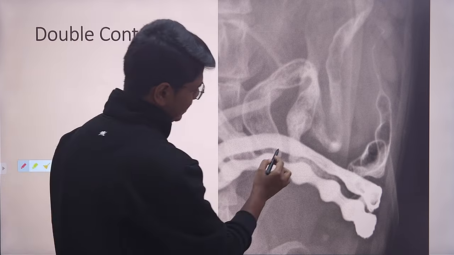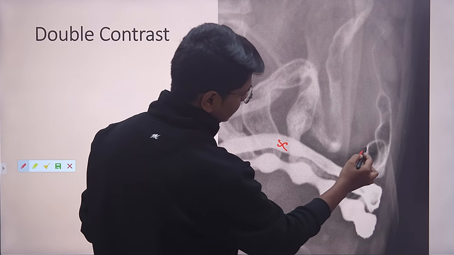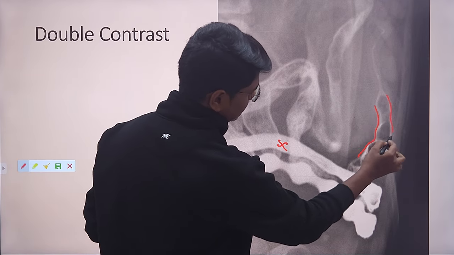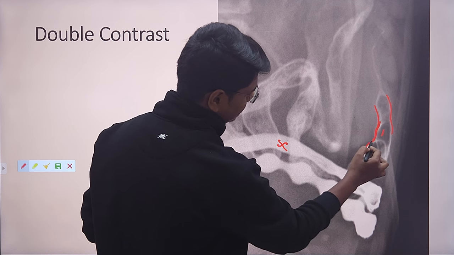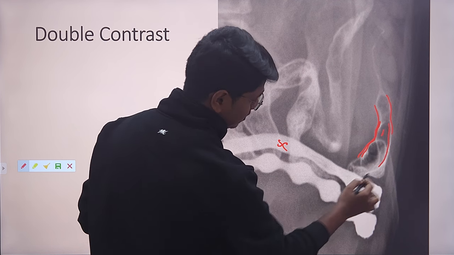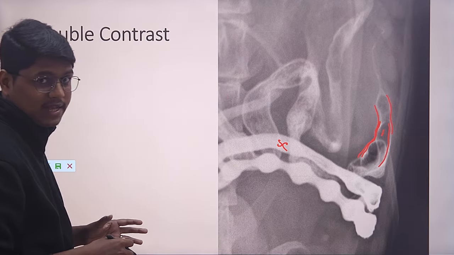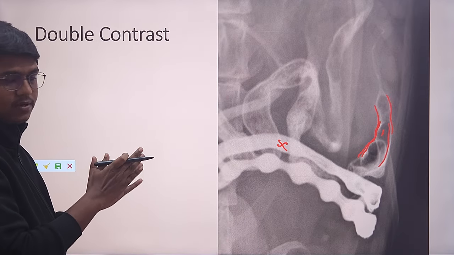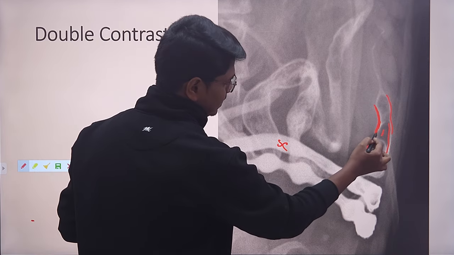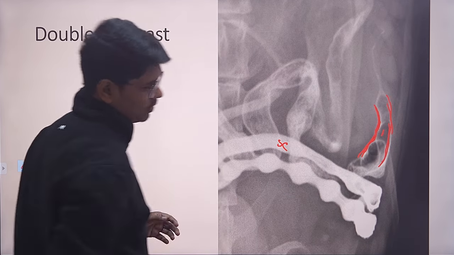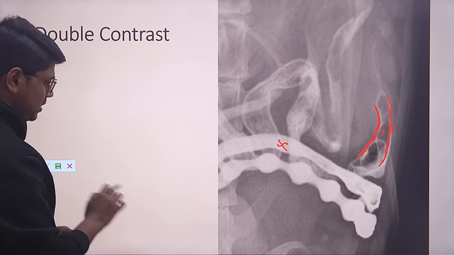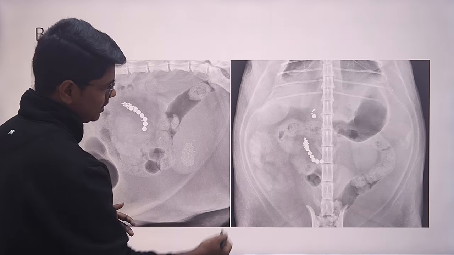And sometimes the inherent gas will distribute among the barium, providing the double contrast. Okay, so here it is single contrast, but look at this portion, this is double contrast: the air inside, and the barium is lining the mucosal border. So this is providing the double contrast. Okay, this is double contrast. Inherent air is sufficient to provide contrast.